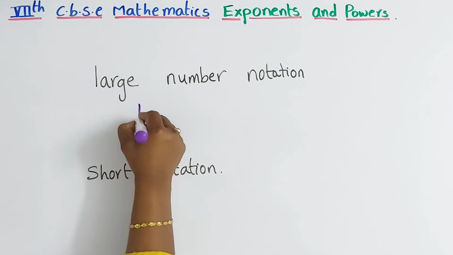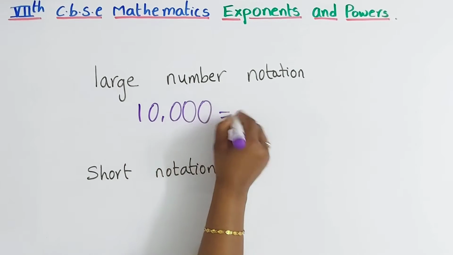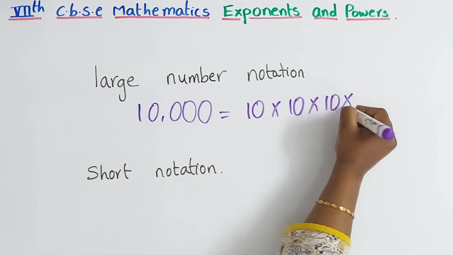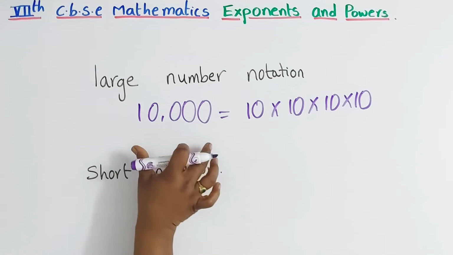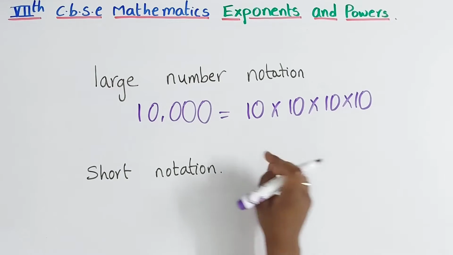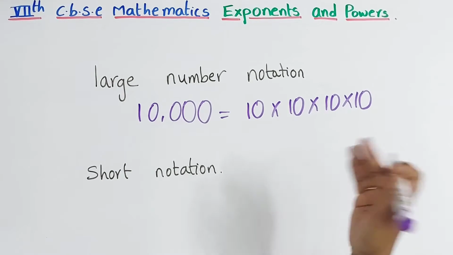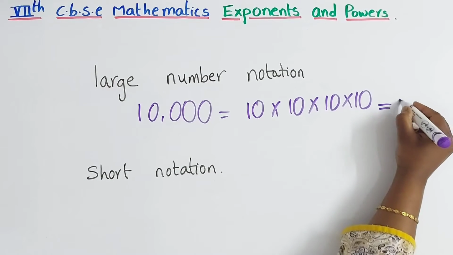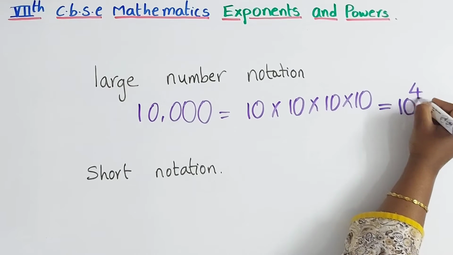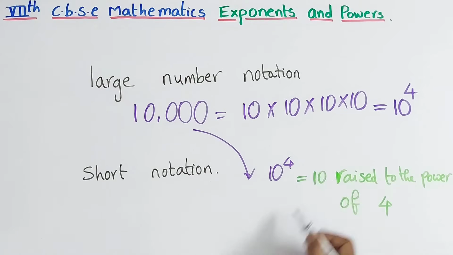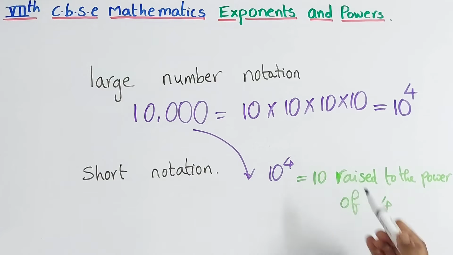Here is the example. See, 10,000 is here. 10,000 means we can write 10 into 10 into 10 into 10. Right? So, now 10,000 is equal to 10 into 10 into 10 into 10. That means 10 we are multiplying 4 times. Same number we are multiplying 4 times. So, this one we can write it as 10 to the power of 4. So, 10,000 is changed to 10 to the power of 4.